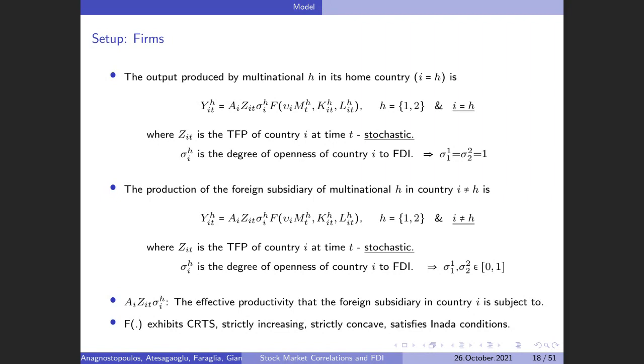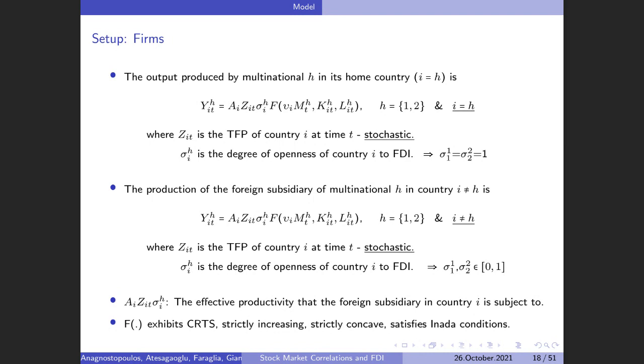Now, what we're going to do is calibrate this sigma to match the FDI levels in the rest of the world and the United States. And then, after we calibrate our stochastic model and calculate what the stock market correlations are that are implied by our model in our benchmark calibration, we're going to increase these sigmas in both economies to match the level of FDI increase that we observe in the data.